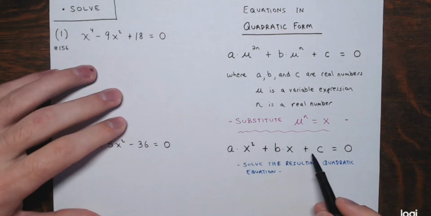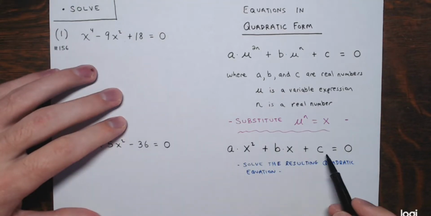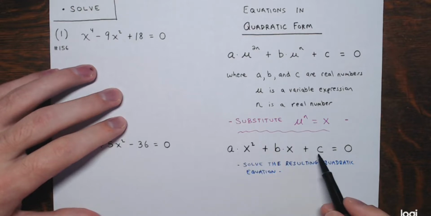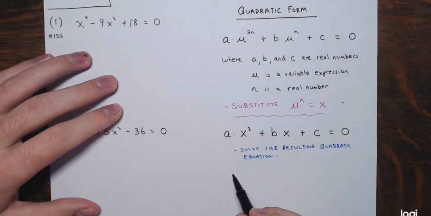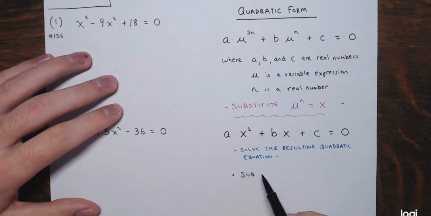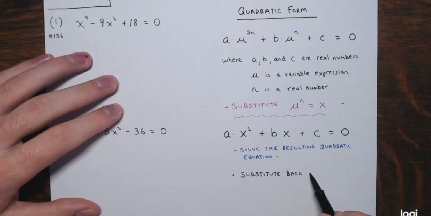So you could use the quadratic formula. You can use completing the square, factoring if possible. Then finally, substitute back and solve for the original variable in the problem.